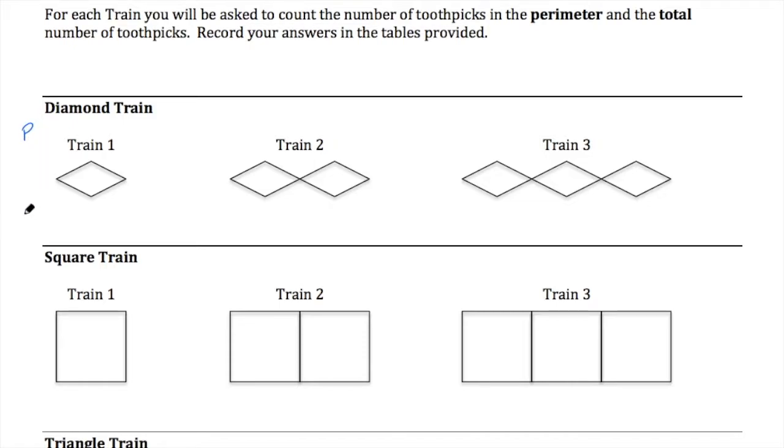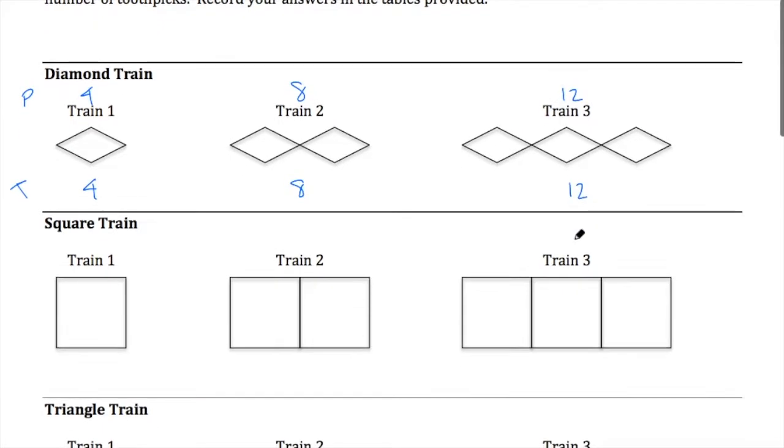So I'm going to mark perimeter here, total here for a second. The diamond one is maybe not the best one to start with, but perimeter: how many toothpicks are on the perimeter of this? There are 4. How many on the perimeter of this one? There are 8. And this one? 12. What about the total? It happens to be the same for the diamond train, 4, 8, and 12, because there are no toothpicks on the interior of the train that are not on the perimeter.